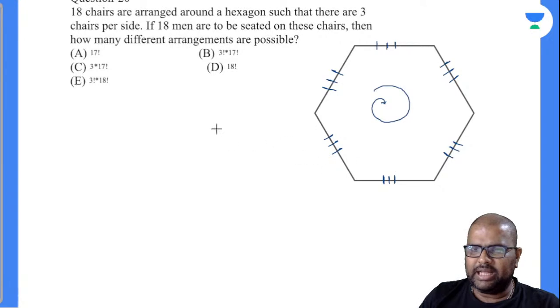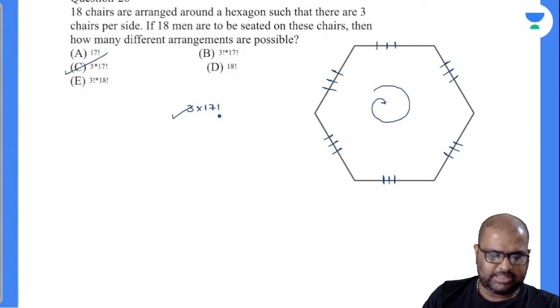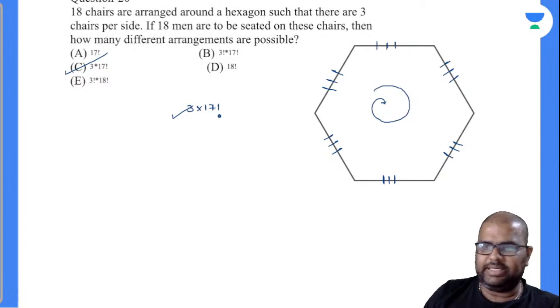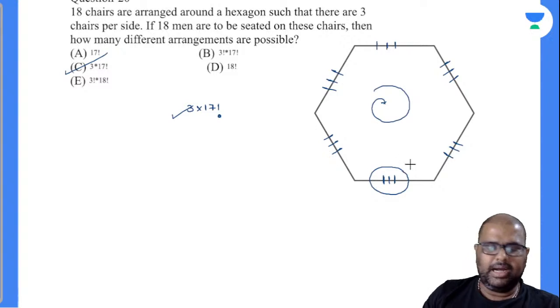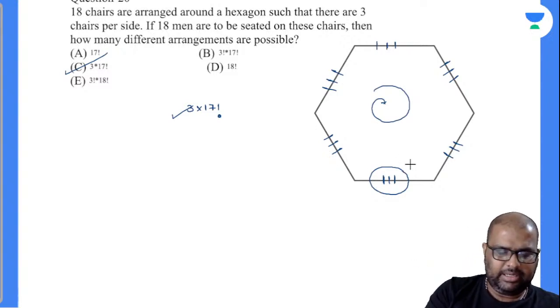The first person can be seated in 3 ways, and the remaining 17 persons can be seated in 17 factorial ways. Is there any option which satisfies this? And your third option, C option, satisfies, Gaurav. So have you seen this? You have to check in how many ways the first person can be seated. The first person can be seated in 3 ways. The remaining 17 persons, so we get the positions there. 17 factorial, right?